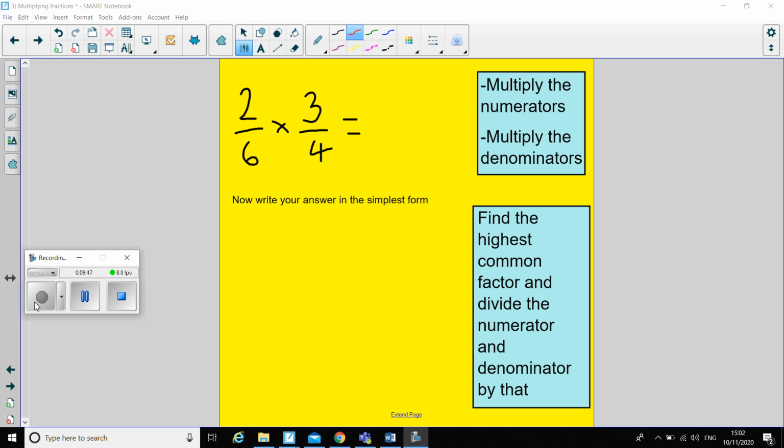Okay, one final question for you to have a go at then, before you go on to doing your maths.co.uk tests. Okay, can you find the answer to this question and write it in its simplest form? So if you'd like to pause the video now and have a go, and then I will show you my answer afterwards.